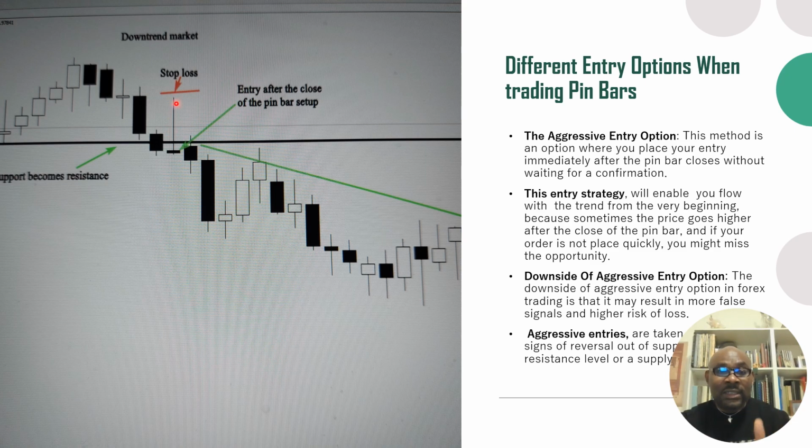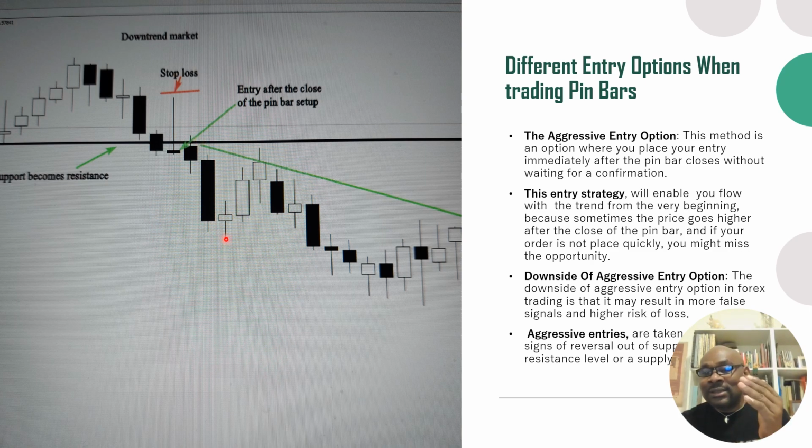Sometimes when you see the pin bar, you just get into the market, place your entry, and flow with the trend. But sometimes at a certain level, the buyers will come and reject the price again, then push it back up bullish. That means at that point, the buyers are more than the sellers. So you will not blame yourself. Your analysis was right for you to place your entry at that point.